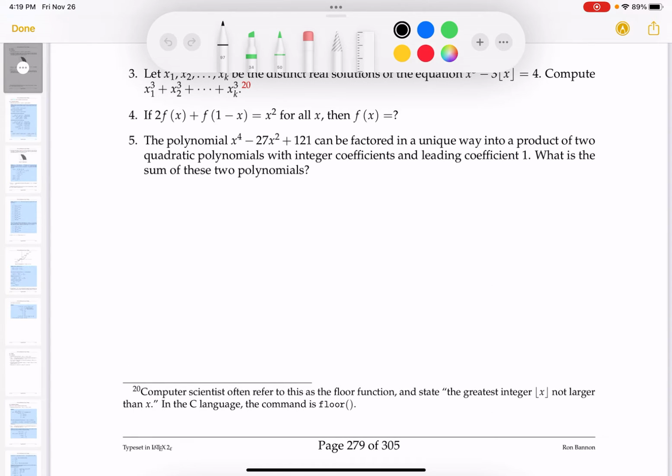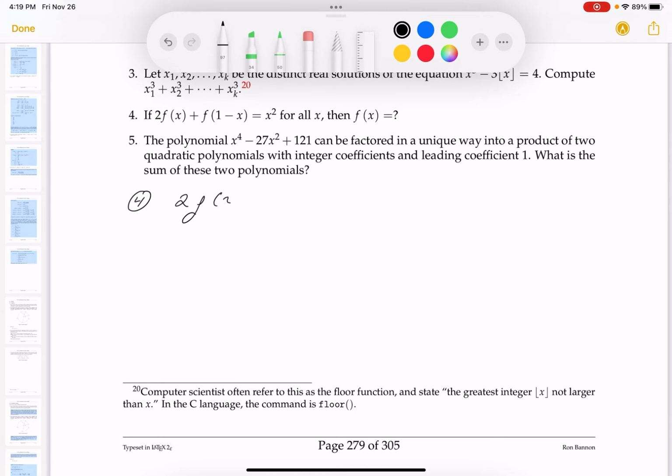And if I were to write that down, I certainly can read what they're asking me, but let me write this down for you. 4 is 2f of x plus f of 1 minus x is equal to x squared. And it says it's true for all x. And its question is, what's f of x? Well, I'm going to say let u equal 1 minus x.